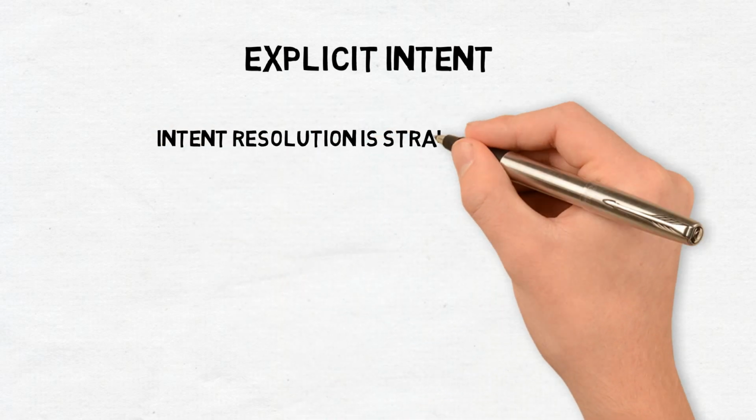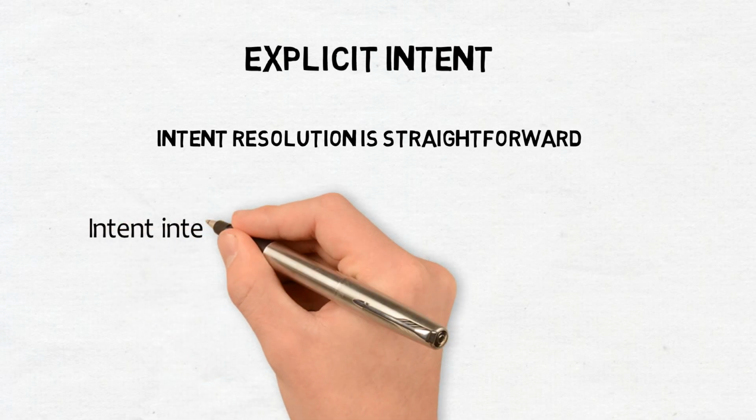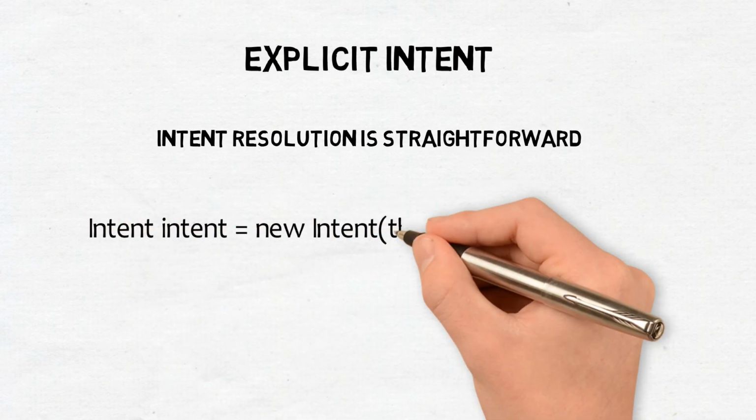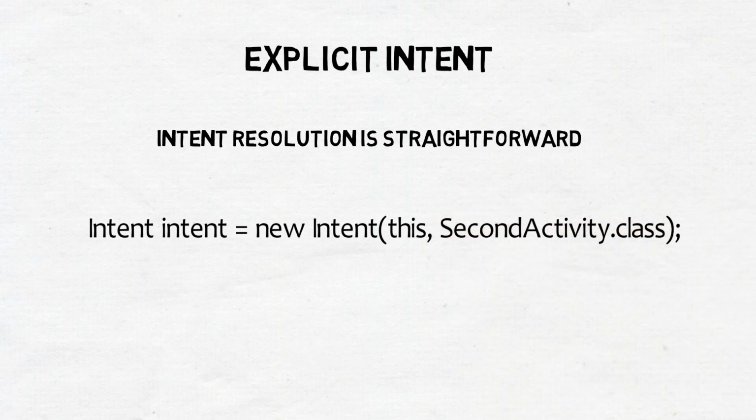When you use an explicit intent, intent resolution is straightforward. The intent explicitly says which component the intent is directed at, so Android has clear instructions about what to do. As an example, the following code explicitly tells Android to start second activity.